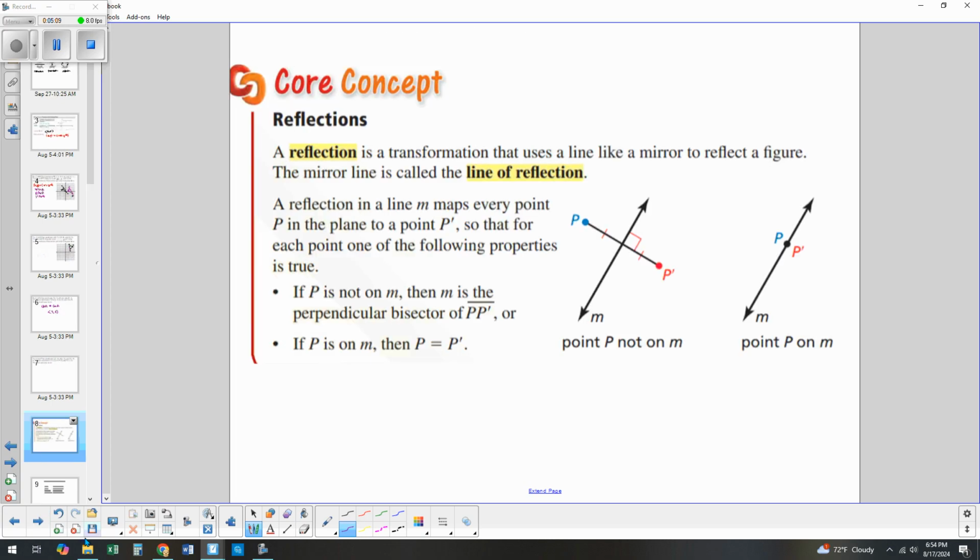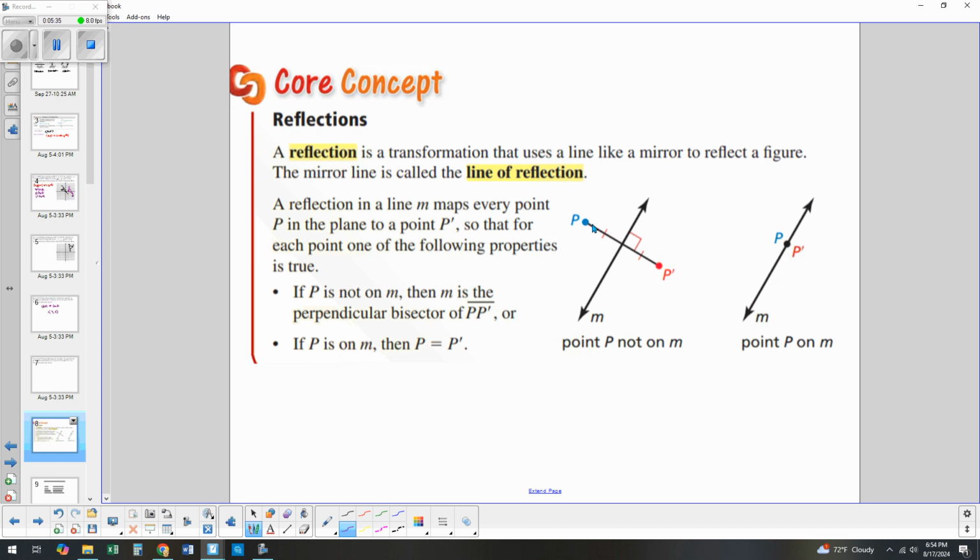So now we're going to talk about reflections. A reflection is where you're using a line to basically create a mirror image. We call the line we're flipping over the line of reflection. Every pre-image point is the same distance away from that line as the image point is. The only difference is if the pre-image point started on that line, then the image point stays in exactly the same place. There's no place for it to go.